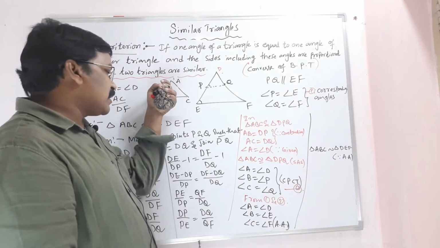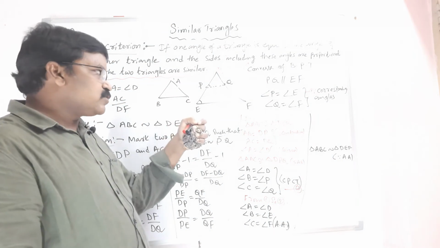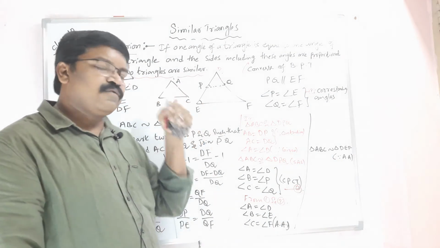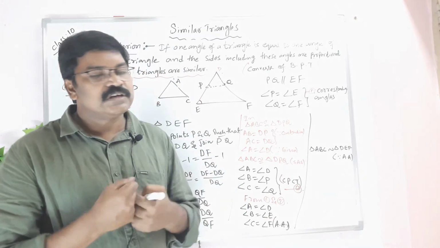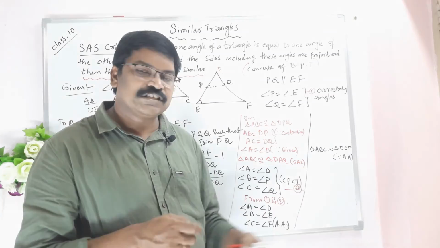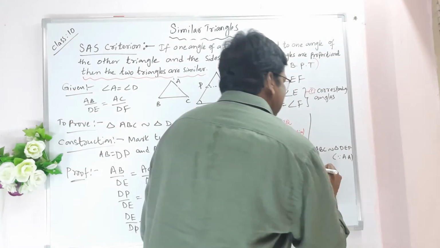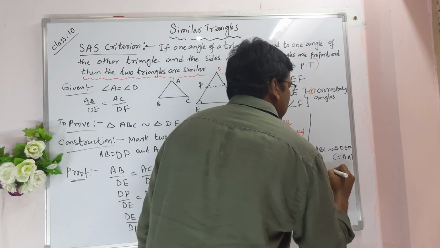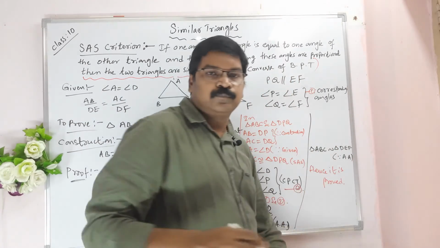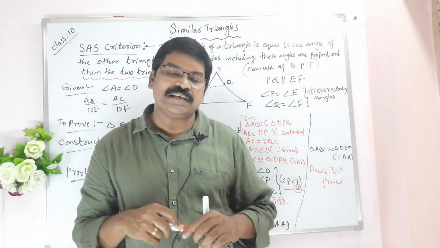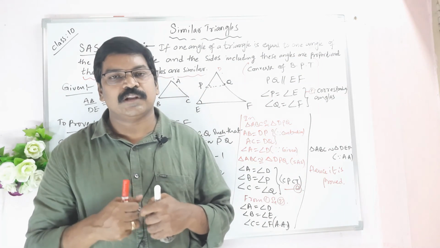So in triangle ABC, the angles are respectively equal to the angles of the second triangle DEF. Therefore, according to AA similarity, the two triangles are similar. Hence it is proved. I hope you understand these three criteria of similarity of triangles.